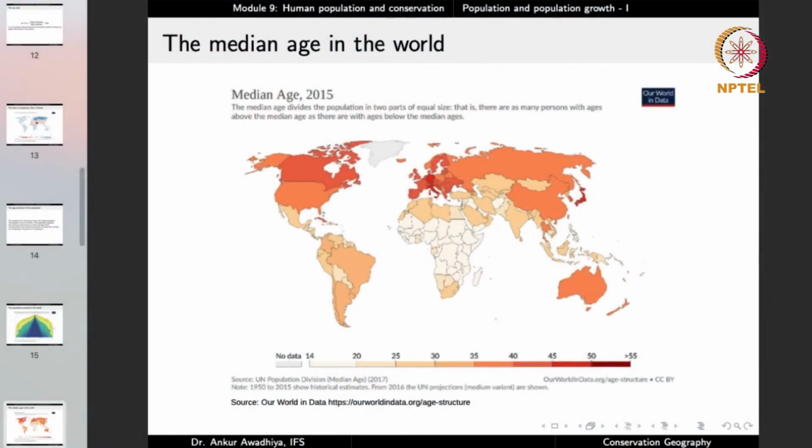of age. Whereas in other countries, such as most of the African countries, we have a median age between 14 to 20, showing that we have as many people above this age of say 14 to 20. So let us take say 15 years. So if you take the whole population of the country, there are as many people above 15 years of age as there are below 15 years of age.